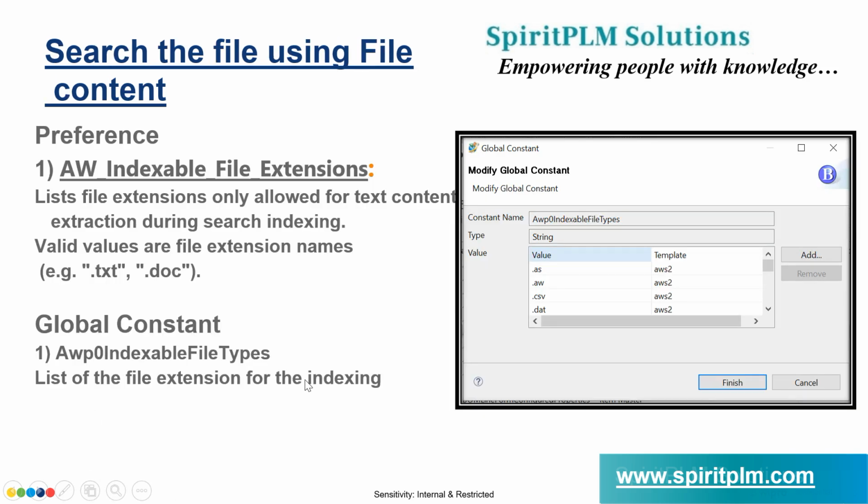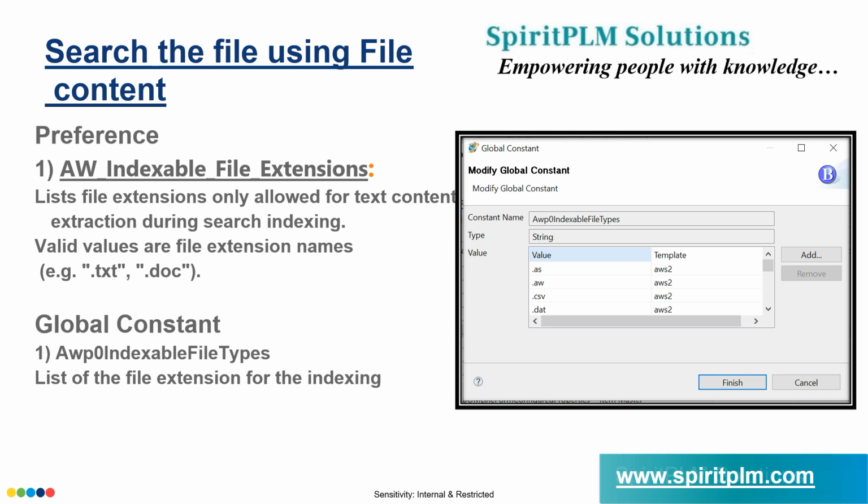Then this is a new feature in Active Workspace where you can search the data based on file content. For example, you have a particular text file, doc file, or PDF file, and that file has some content, for example paragraphs and tables in a doc file, and you want to search the data based on the file content. So how to search the data based on the file content?